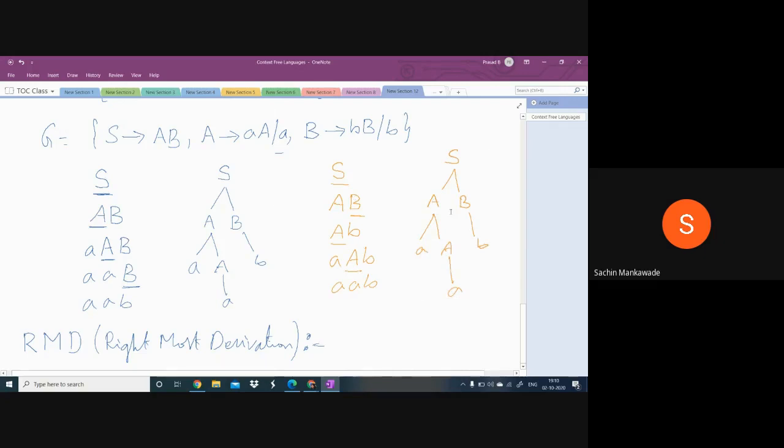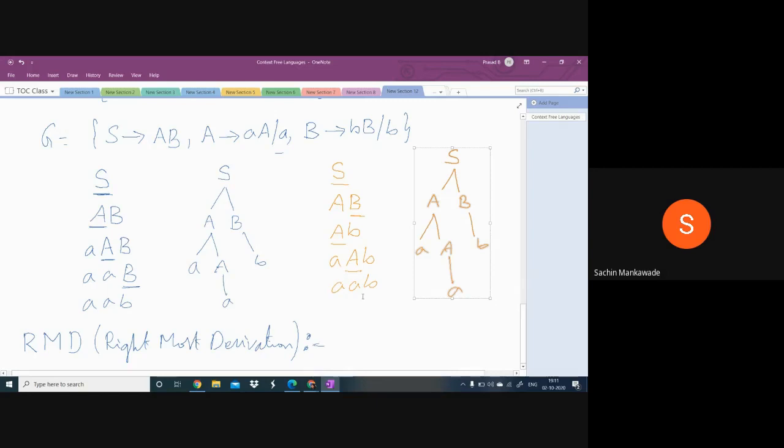And look at these two parse trees, this and this. Do they look the same or different? Are you following? Even though the derivations are different, one is LMD and the other is RMD, how do their trees look? Their trees look the same. Yes or no? Do you find any difference in these trees? Don't say, yes sir, the difference is one is blue and the other is orange. Okay, so the trees look the same. So even though the derivations are different, the trees are not different.